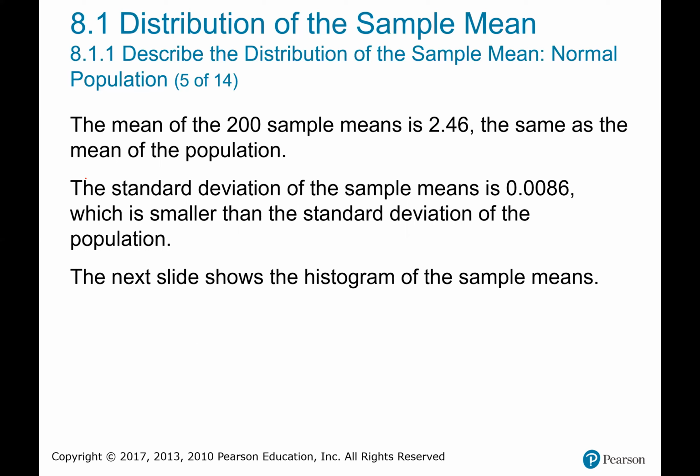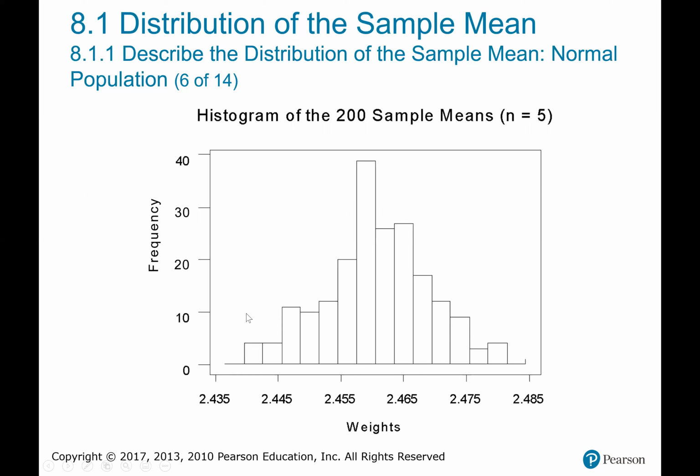So the next slide shows the histogram of a sample mean. Okay, guys, this is a histogram of the 200 sample means when n is equal to 5. If you look at it, you see it's not really symmetric or approximately normal, okay? So see what happened.